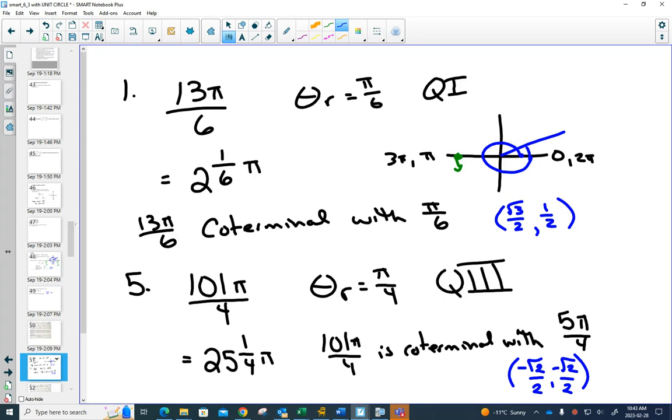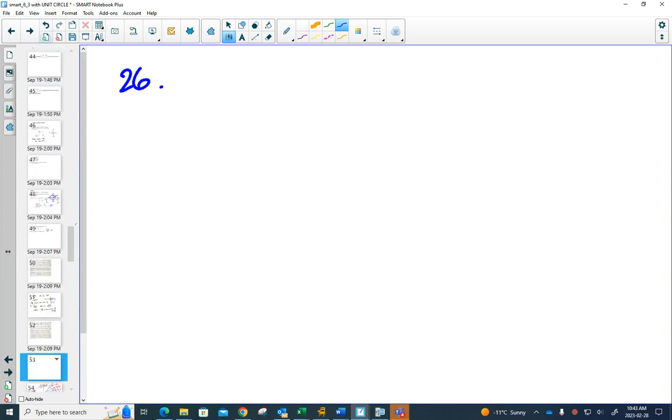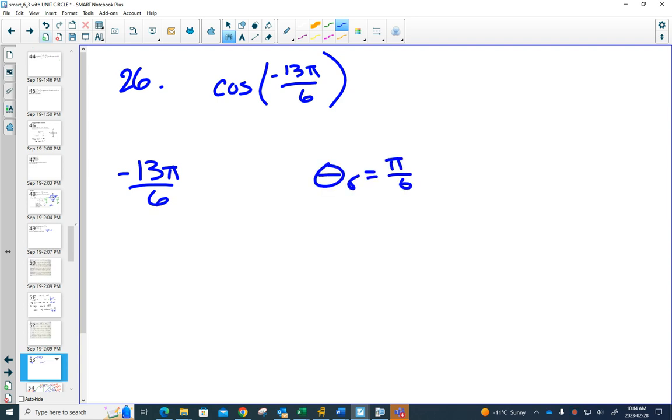And then if we do one of the questions, I'm going to do number 26. Number 26, I'll do assignment 1 and assignment 2. We have cos of negative 13 pi over 6. So in assignment 1, negative 13 pi over 6, you would know that your reference angle is pi over 6. As a mixed fraction, it's negative 2 and 1/6 pi.